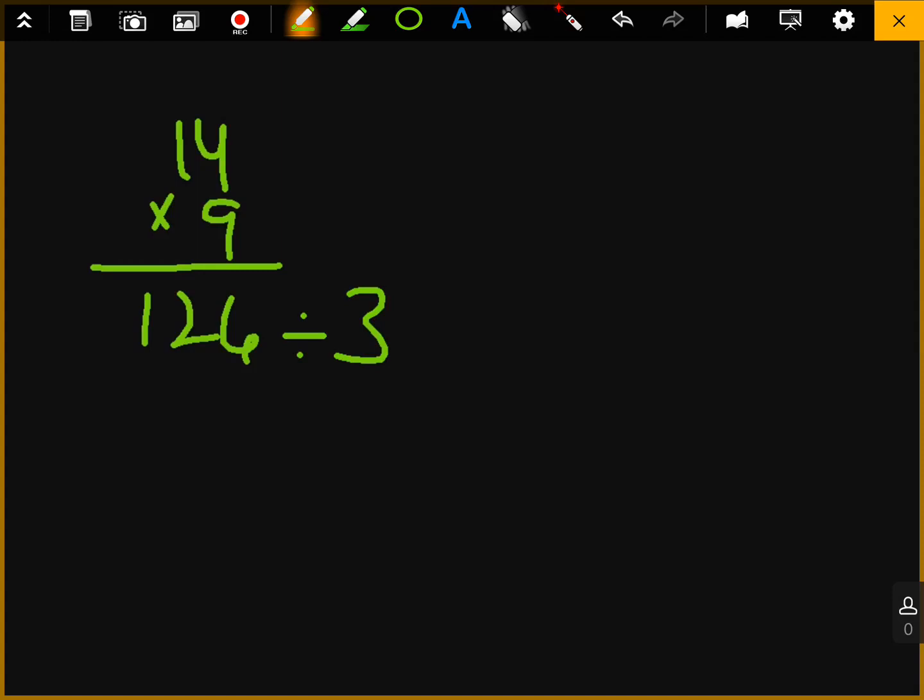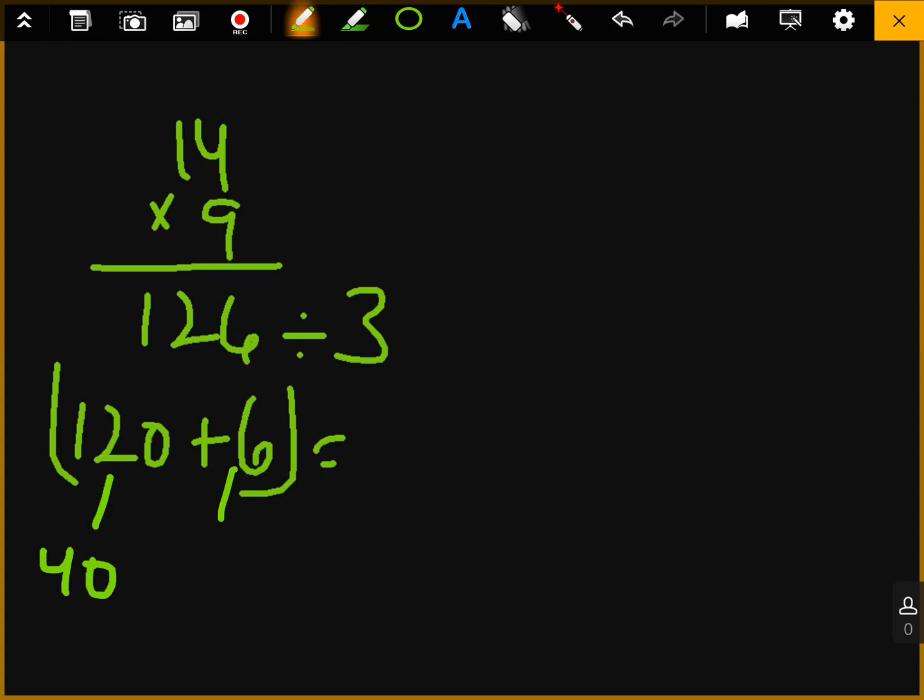Well, I know that 3 times 10 is 30. That's not really going to help me much. So I'm going to say, okay, 126 is the same as 120 plus 6. And I know 3 times 4 is 12. So 3 times 40 is 120. 3 times 2 is 6. And my answer is 42.